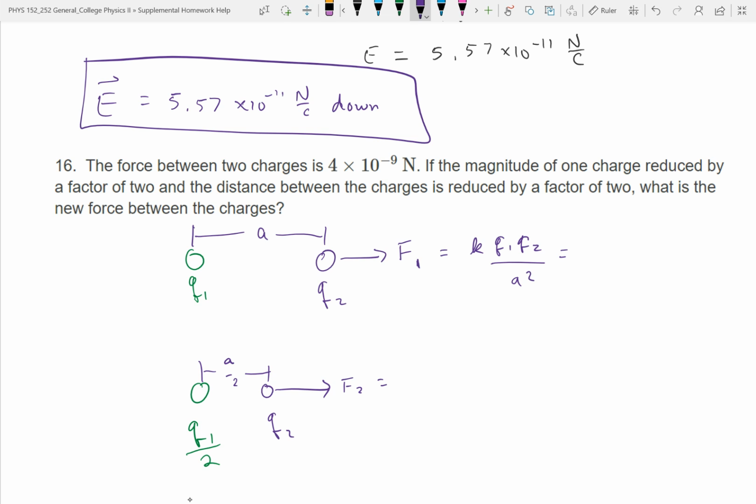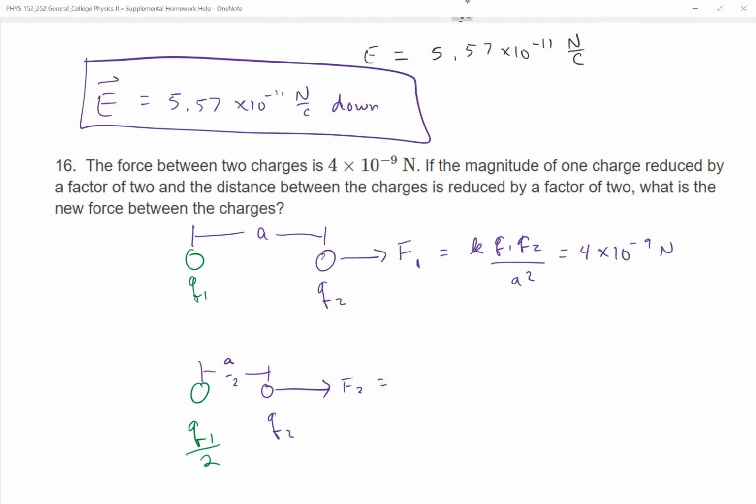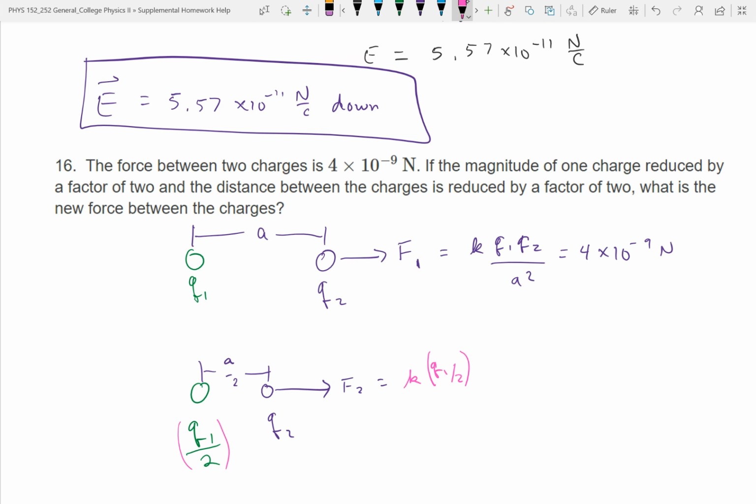Q1, Q2 over 2A squared. Say that again for me. Q1, Q2 over 2A squared. Okay, you forgot to say the K, but yes. But it's not Q1 anymore. It's Q1 over 2. Our charge is no longer Q1. It's Q1 over 2 now. But it's still Q2. And they're no longer separated by A. What are they separated by? A over 2 squared. Yeah.